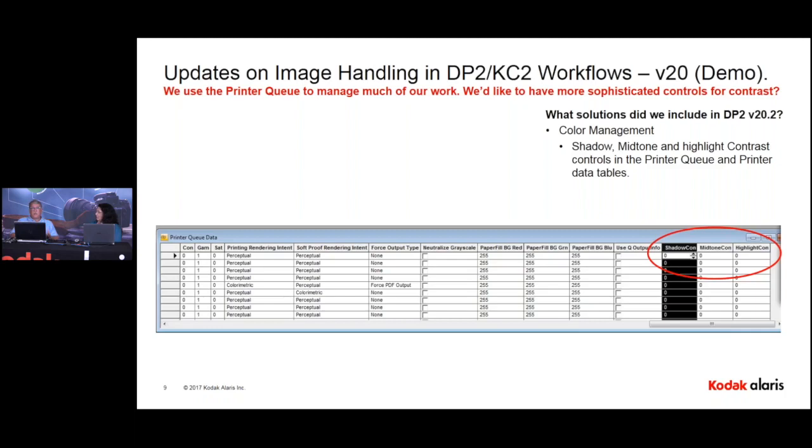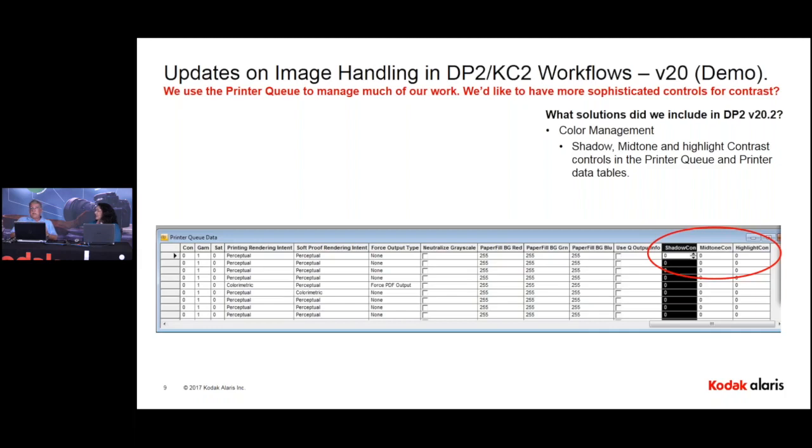The calibration works fine. You get good feedback from the calibration software, but you still don't have exactly the tone scale you want, perhaps in the highlights. Traditionally, the way to tweak that has been to modify or edit an output profile, which is a time-consuming and sometimes costly endeavor. Instead of trying to do it through a customized output profile, you can make a slight change to the highlight contrast in one of the printer queue tables and achieve the same results.